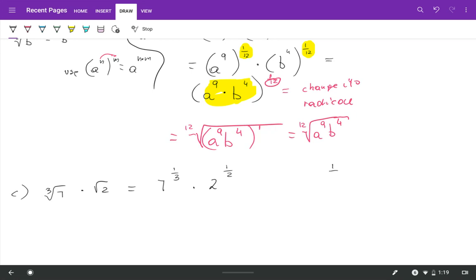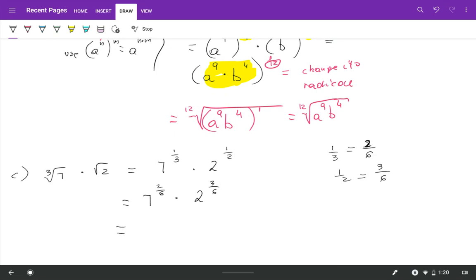So we have the cube root of 7 times the square root of 2. We're going to rewrite that as 7 to the power of 1/3 times 2 to the power of 1/2. What we want to do is rewrite 1/3 as 2 over 6, and rewrite 1/2 as 3 over 6, so our exponents have the same denominator.